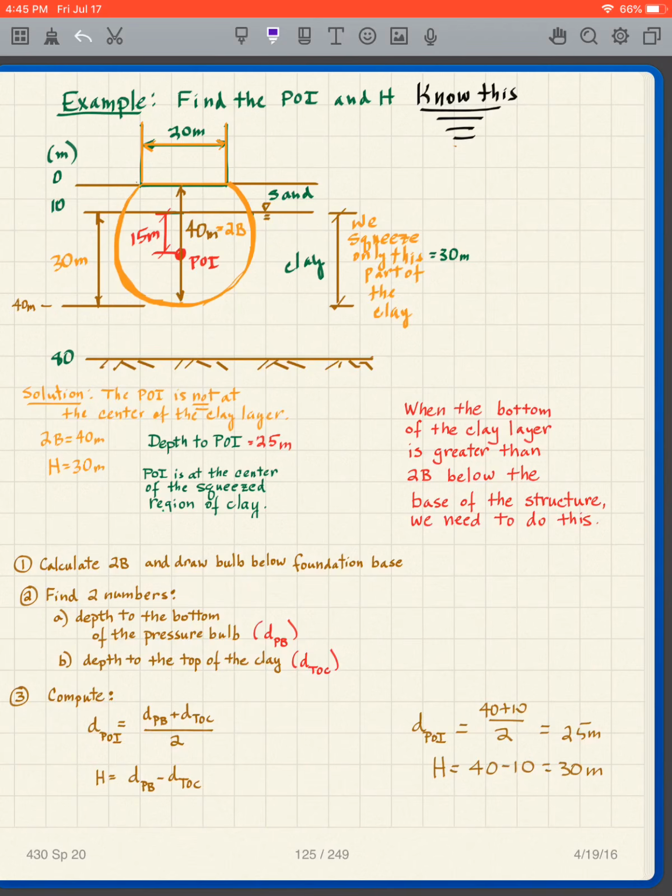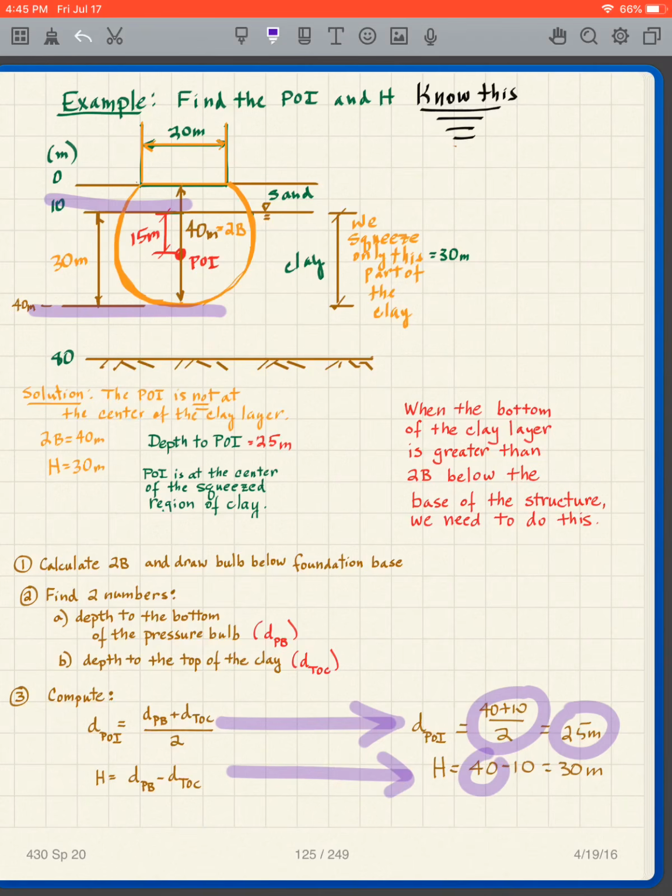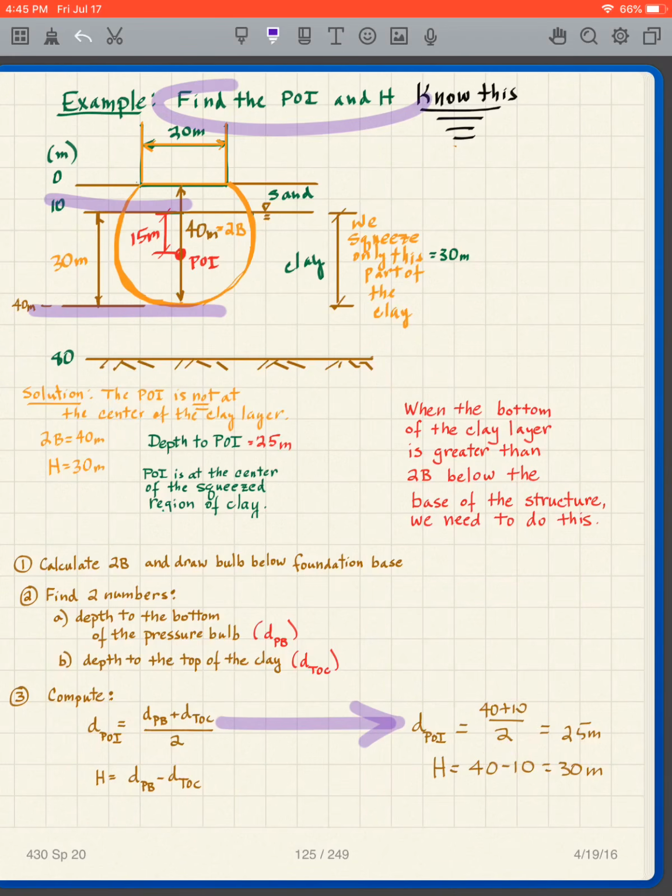So in this particular case, if I use these calculations, I get 40 plus 10 divided by 2, 25. And then that's just going to be 40 minus 10, 30. So they're easy to calculate. You need to get the h, you need to get the depth. So that's what this problem was. Find the point of interest, the depth of the point of interest, and the h.